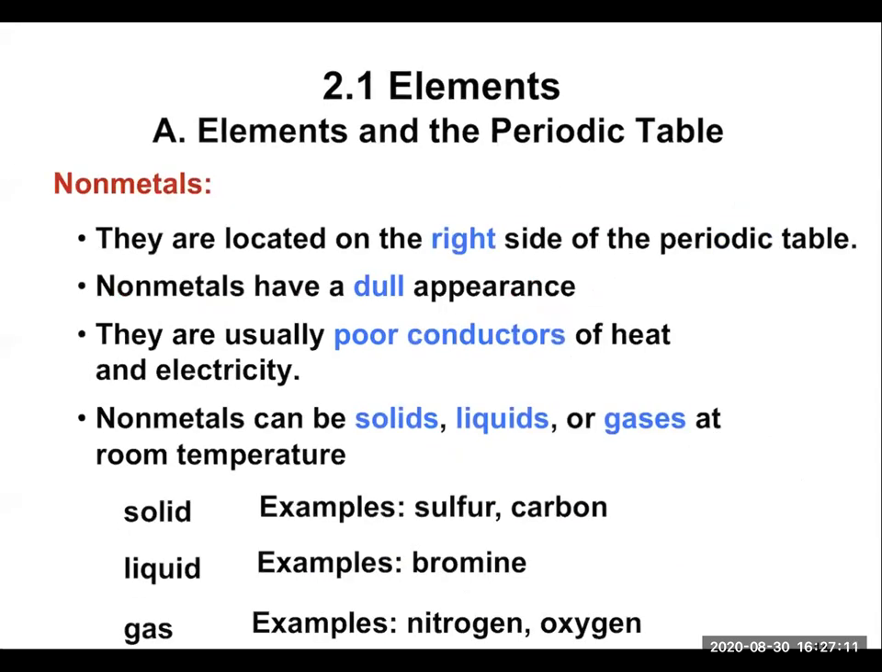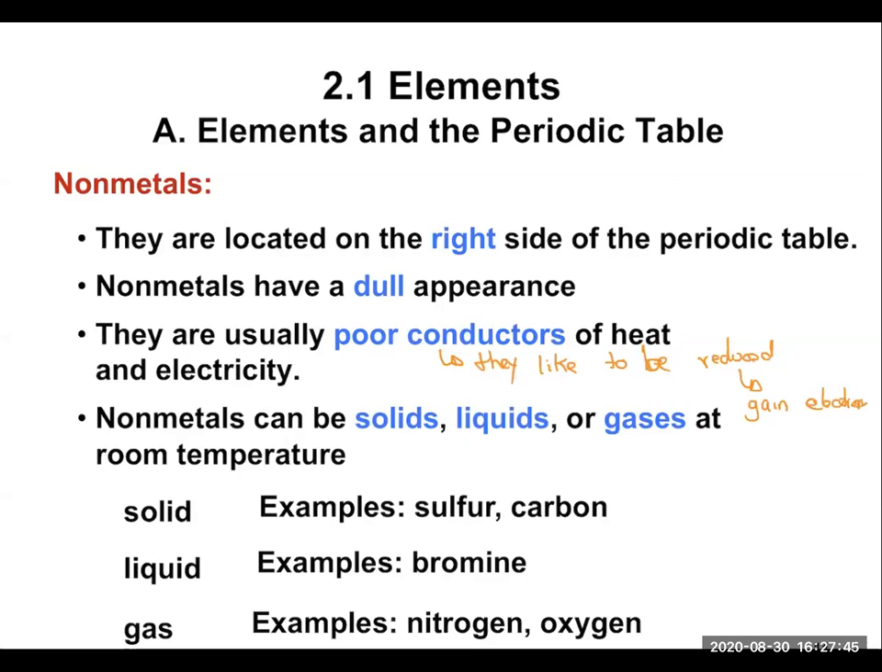Non-metals, on the other hand, which are on the right side of the periodic table, are going to be dull. They're not going to be shiny. They are poor conductors. The reason why they're poor conductors is because they like to be reduced. What does that mean? That they like to gain electrons.